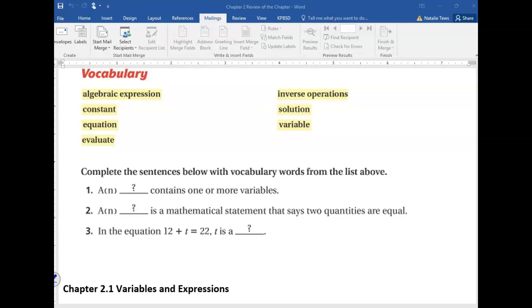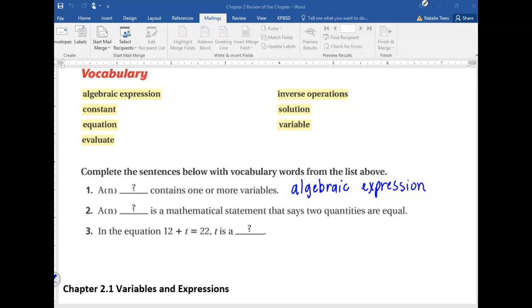Which one of these word choices would go with one or more variables? What do you think? Algebraic expression. Would you agree or disagree? Agree. So I'm going to write algebraic expression. And this was directly from my notes. It told me that. Okay?